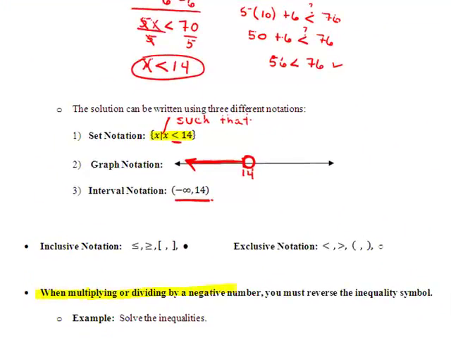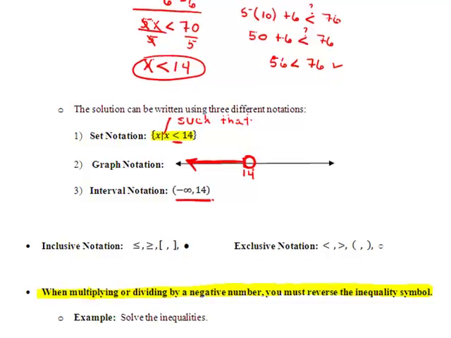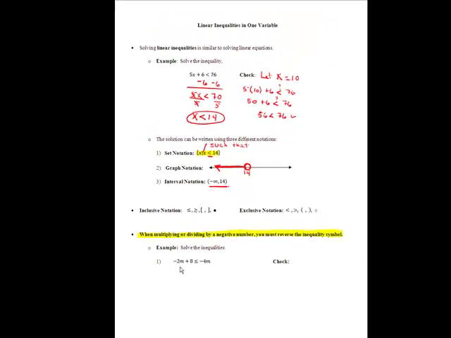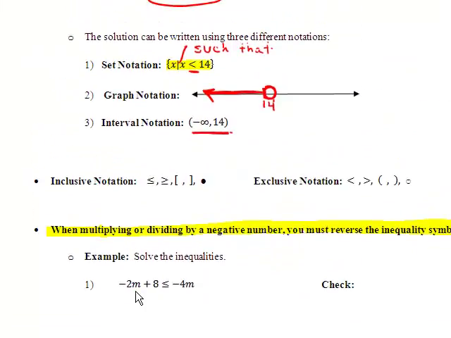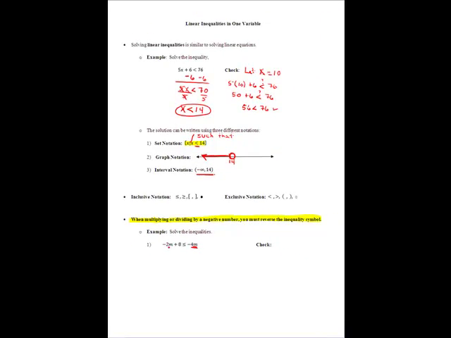When multiplying or dividing by a negative number, you must reverse the inequality symbol. So, for example, let's solve this inequality. We have negative 2m plus 8 is less than or equal to negative 4m. Now, unlike our first example, the variable that we're trying to solve for occurs on both sides of the inequality.